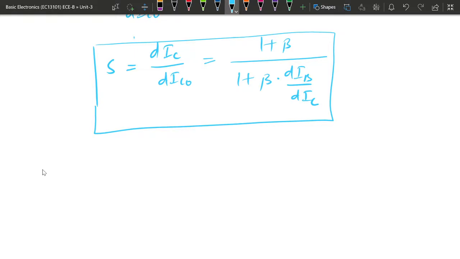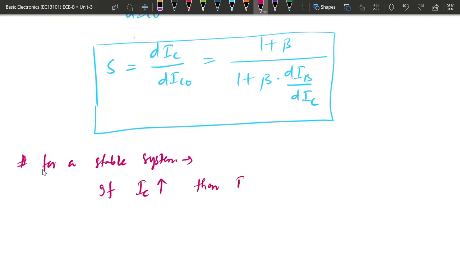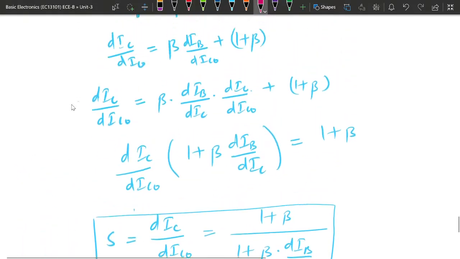So we can get that for a stable system, it would be such that if we are going to increase the IC, then IB should be decreasing. Okay, so from where this came, we can just go into the previous.